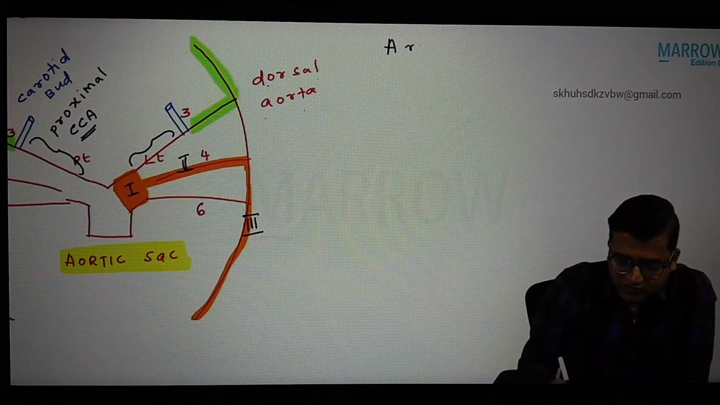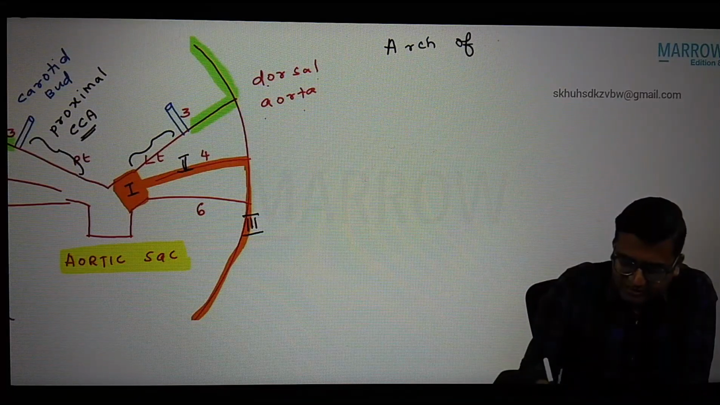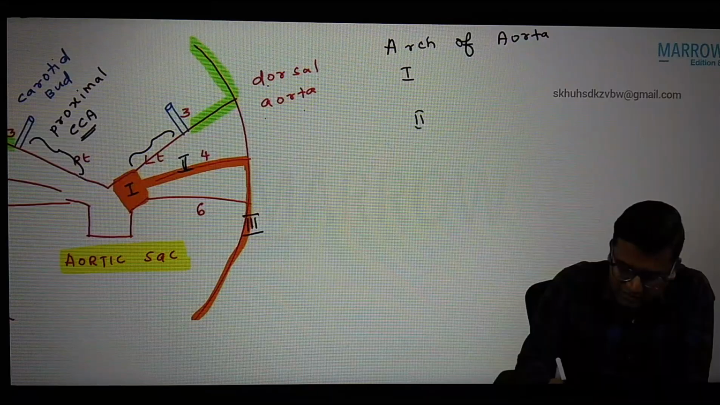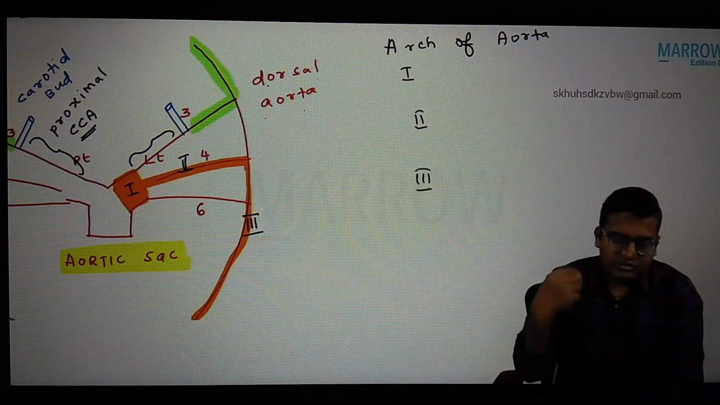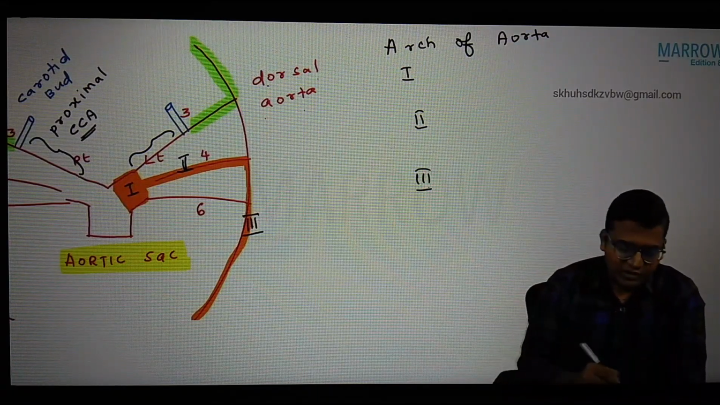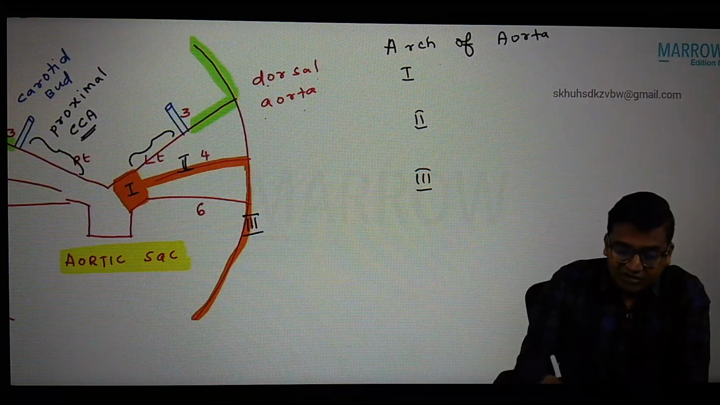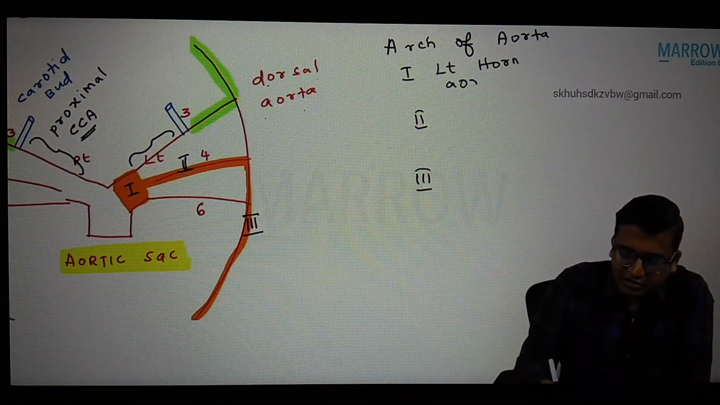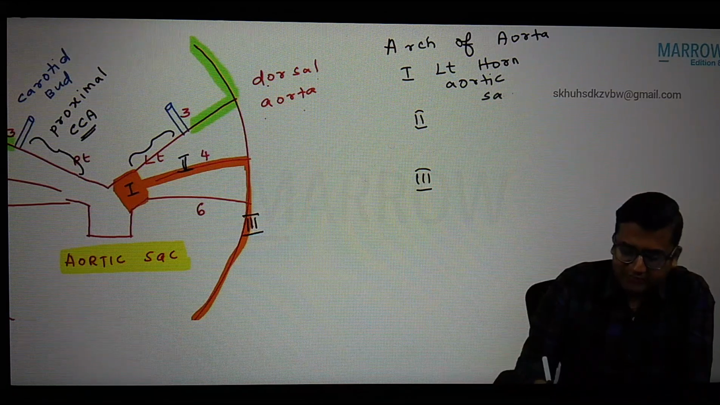Now what are the sources for the arch of aorta? Please write by the side: arch of aorta is coming from 1, 2 and 3. Now tell me what is 1? That is the left horn of the aortic sac. Very good.